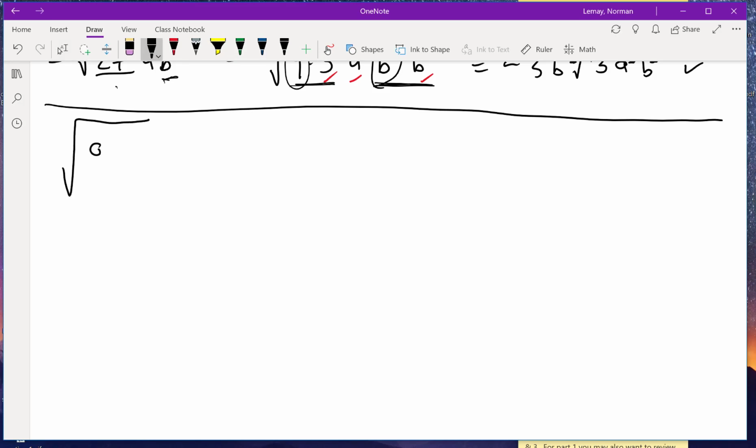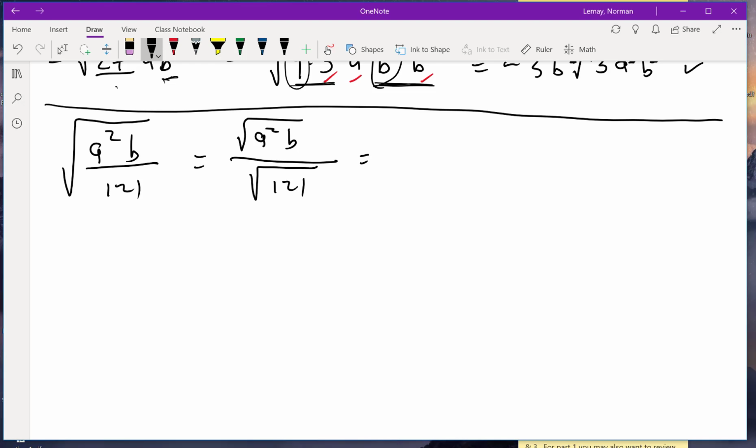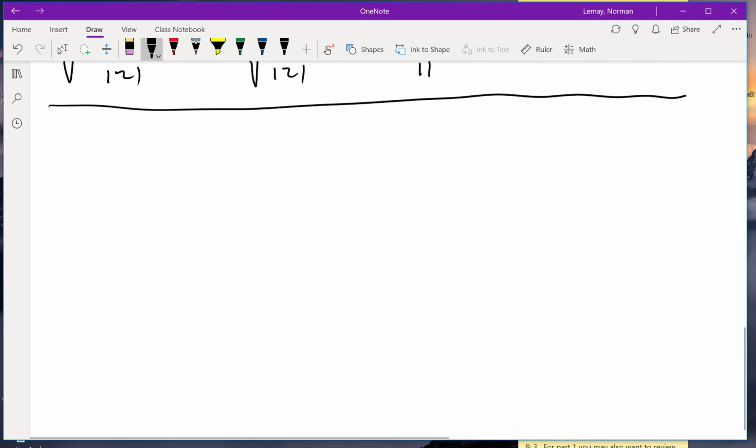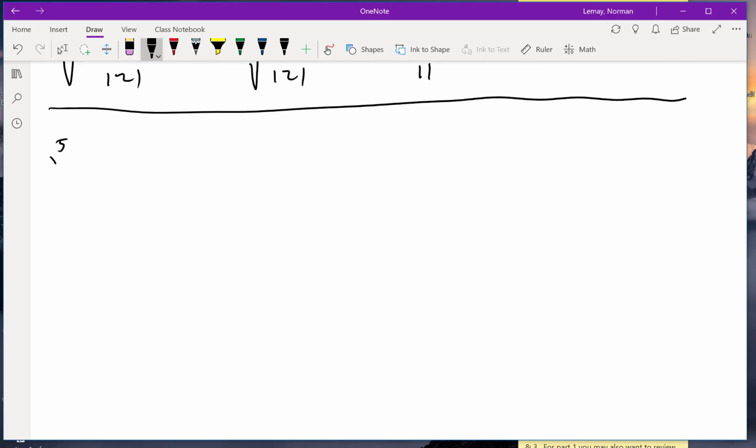So we got the square root of a squared b divided by 121, which is the square root of a squared b divided by the square root of 121. So we know that this a squared can come out of the radical, so we get an a, and we're left with our square root of b. And notice that 121 is 11 squared, so we get a times the square root of b divided by 11. So here we get the fifth root of a squared b cubed divided by the fifth root of a to the seventh b to the fourth.